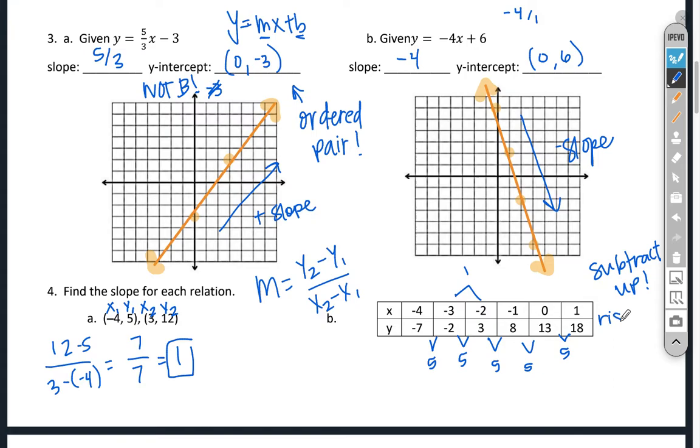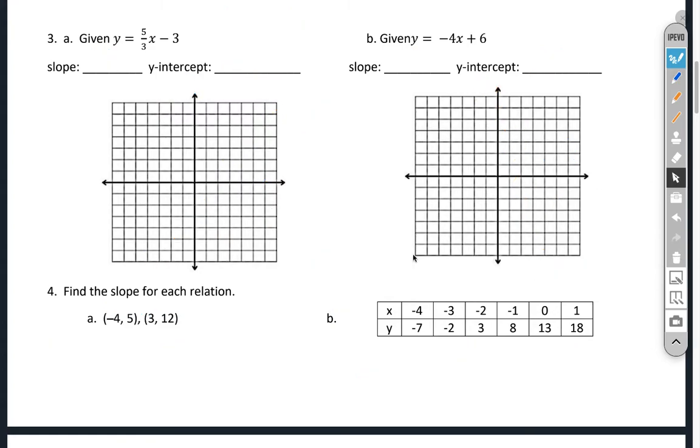And remember that our slope is rise over run. And the variables we look at for rise is where it's rising on the y-axis. So y, and then run is where we're moving left to right on the x-axis. So our slope is y over x. So we would have 5 over 1, which would just equal 5. So our slope is 5. Okay. Let's keep going.